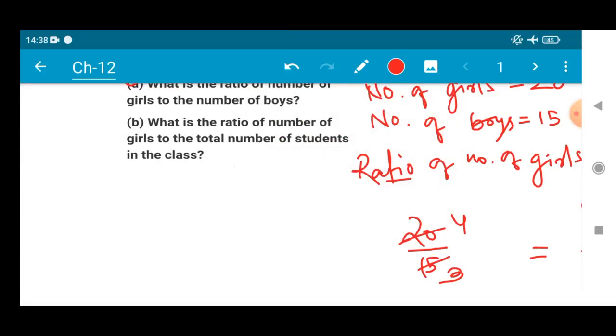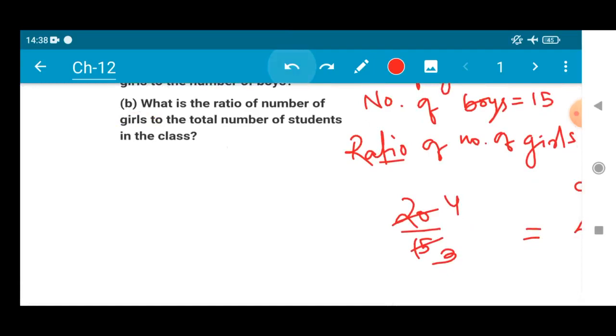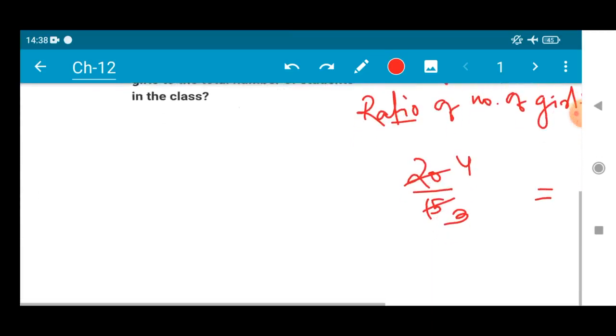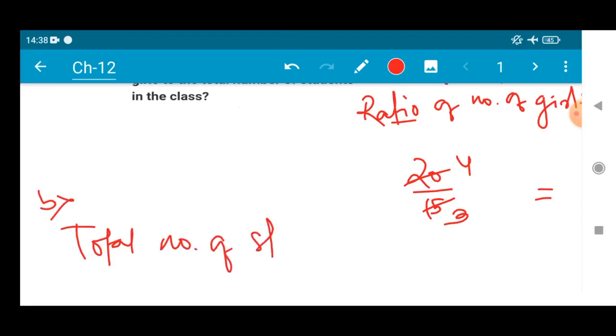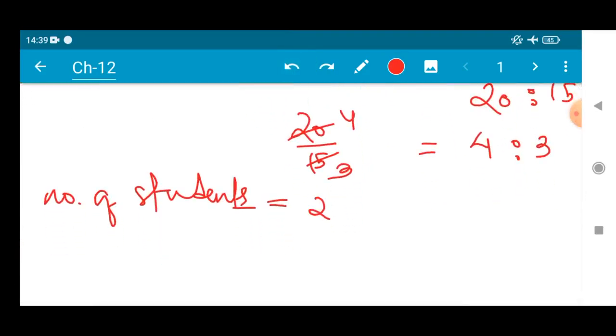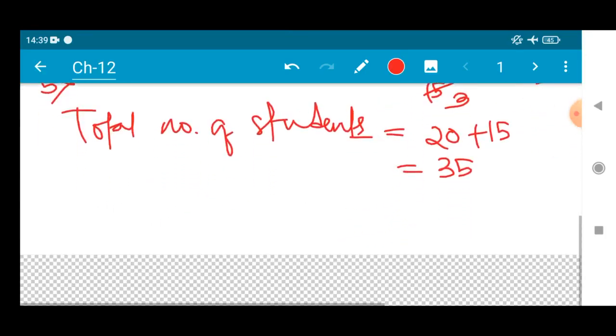Next, part B. What is the ratio of the number of girls to the total number of students in the class? Now they have asked us to find the ratio between the number of girls and the total number of students. We know the number of girls, we know the number of boys, we don't know the total number of students. But we can find it, right? So let us find the total number of students. We are solving part B. Total number of students means the total number of the girls and the boys. Total number of students is equal to 20 plus 15, which is equal to 35 students. So the total number of students is 35.